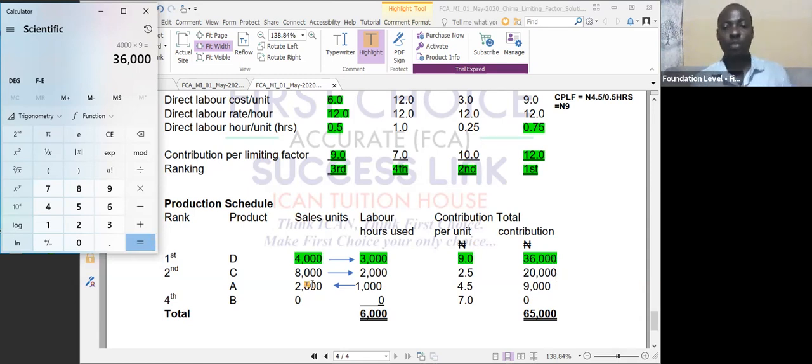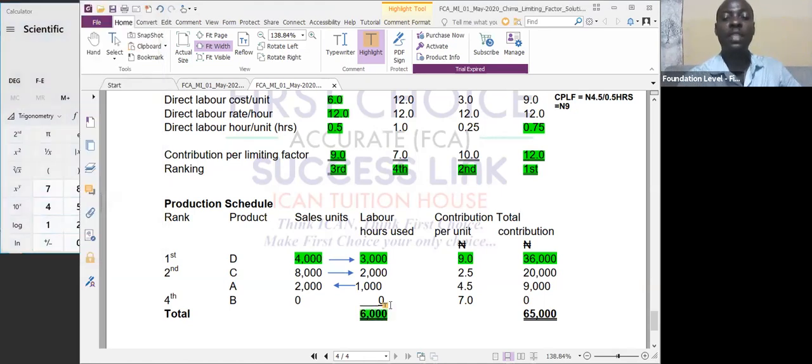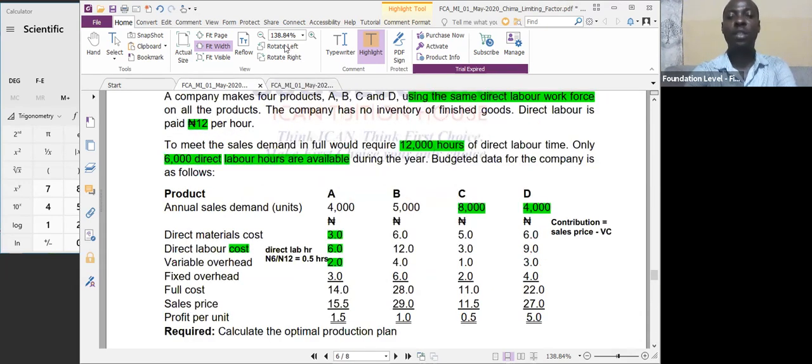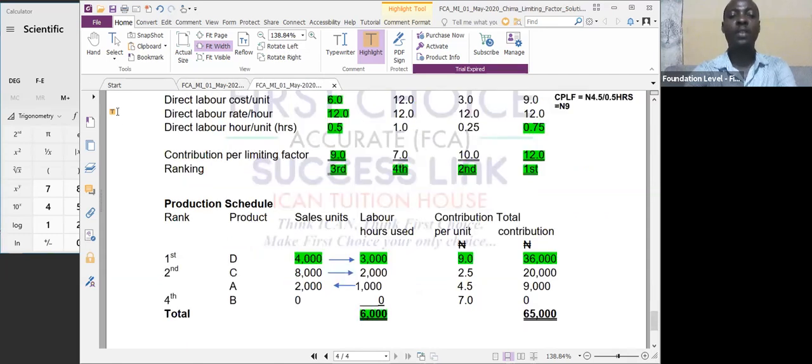The next thing to check is, do we have enough materials and enough labor hours? Yes. Out of the 6,000 hours that is available, we can use 3,000 to make D. So what happens next? It means 3,000 is remaining. So we move to the second highest, which is C. So we bring the sales demand for C, 8,000 units.